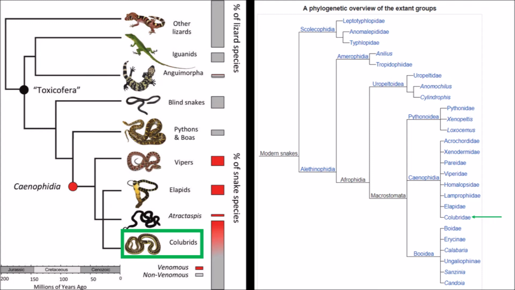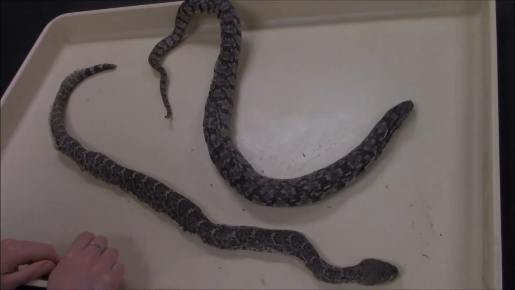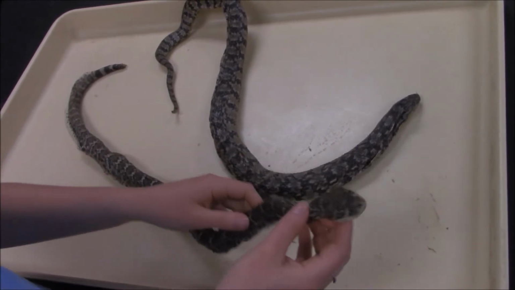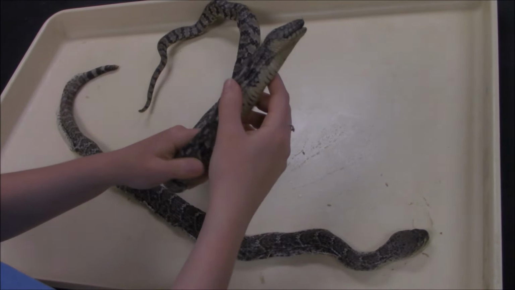So now that we've discussed the phylogeny a little bit, and you understand where these snakes are in relation to each other, I'm going to hand you off to Lauren to discuss the dissection and the internal and external anatomy of these snakes. So these are our two snakes. On our bottom, we have our venomous rattlesnake. This is family Viperidae. And on our top, we have our colubrid. This is the non-venomous snake.